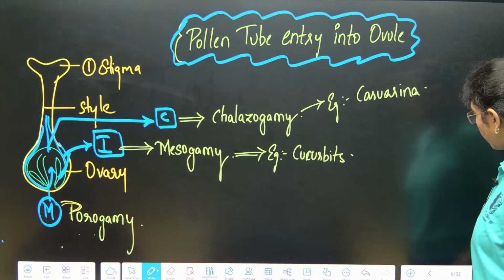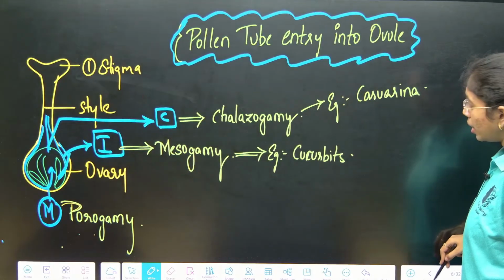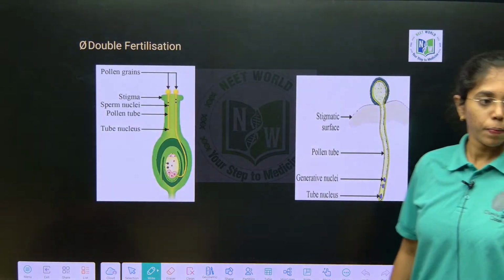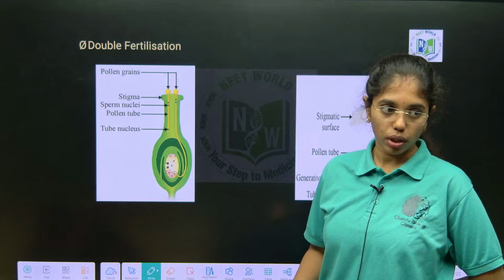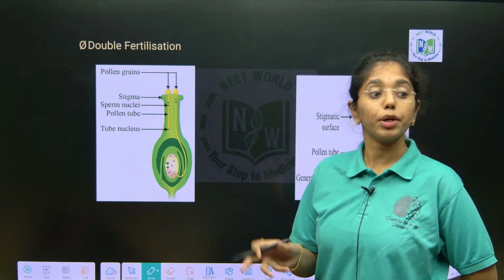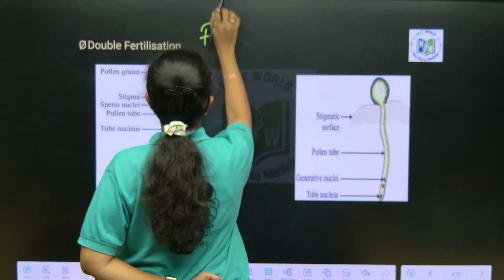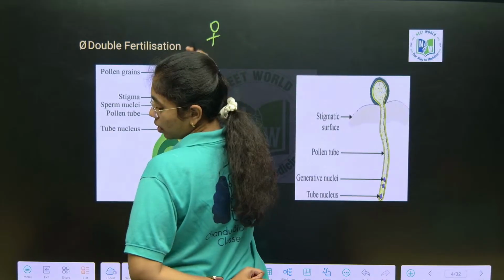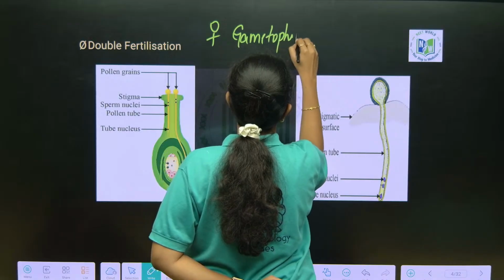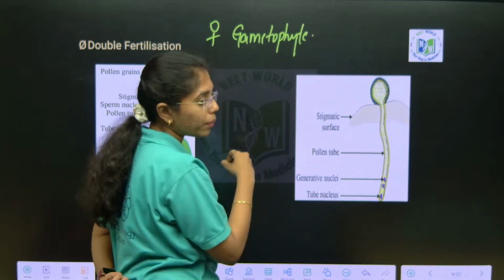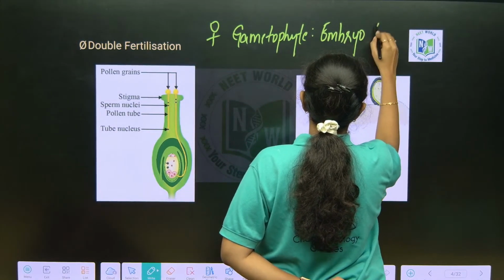Clear till here? Any doubt anywhere? So first this germination is clear to you, pollen tube entry is clear to you. Next you see here, double fertilization. Now you have analyzed how two male gametes have entered into the ovule. Inside the ovule, what is there? Female gametophyte is there. What is the female gametophyte? Embryo sac. Yeah, the female gametophyte of the angiosperm is the embryo sac. What is the male gametophyte? Pollen. Very good. Pollen grain is the male gametophyte. What does the term gametophyte mean? Which carries gametes. Yeah, which holds or carries gametes.